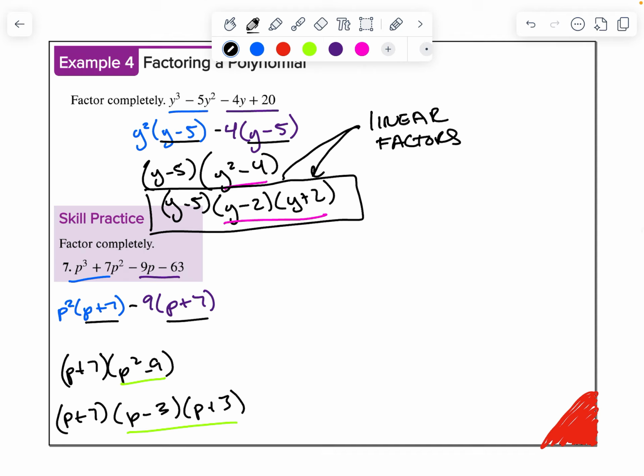I'm going to do an entirely separate video. There is one more method that we're going to use for factoring things with 2 terms, and it's when you have cubes instead of squares. I'm going to put that in a separate video.